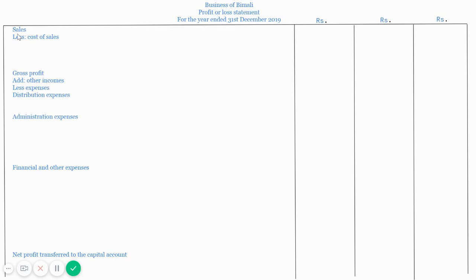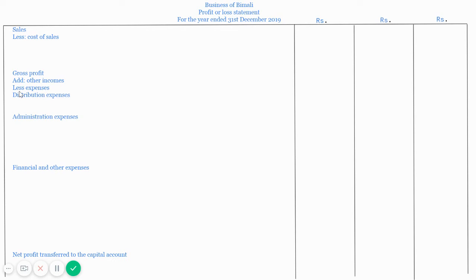Sales will be the first item, then less cost of sales. After that, up to gross profit, in between, leave 5 lines. Then on the next line itself, you write the words add other incomes. Then there you have to leave 2 lines. 2 lines in between gross profit and other incomes. There should be 2 lines.